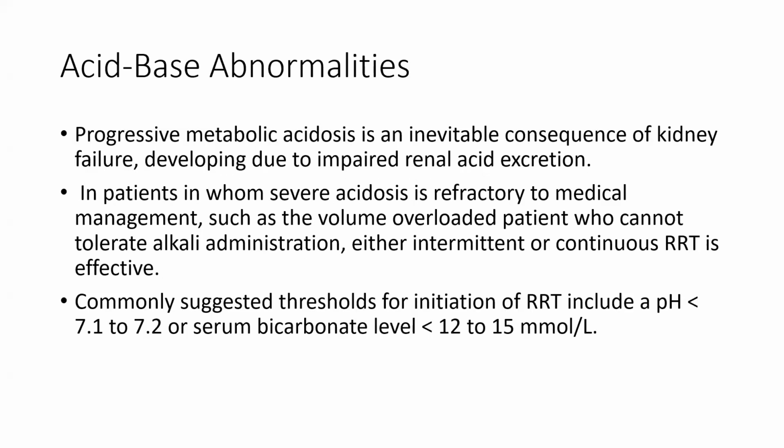Now, the next indication is acid-base abnormality. Progressive metabolic acidosis is an inevitable consequence of kidney failure, developing due to impaired renal acid excretion. In patients in whom severe acidosis is refractory to the medical management, such as a volume overloaded patient who cannot tolerate alkali administration, either intermittent or continuous RRT is effective. Commonly suggested threshold for initiation of RRT is pH less than 7.1 or 7.2 and serum bicarbonate level less than 12 to 15.